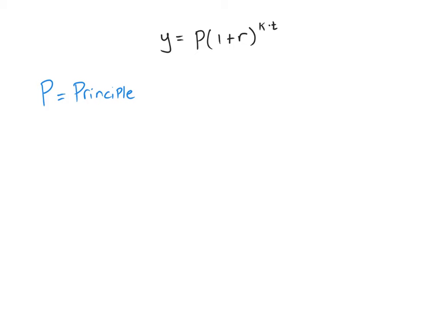It's principal, and it is essentially your starting point. This formula is used typically when you're talking about growth of finances. So P is the principal, it is the same thing as the starting point. R is the rate of growth.